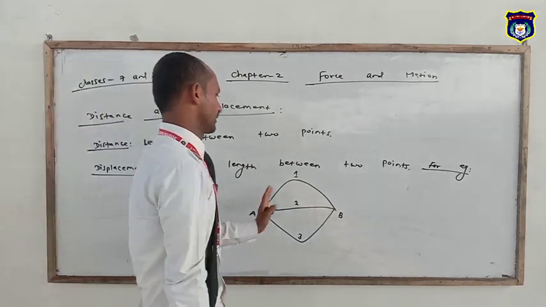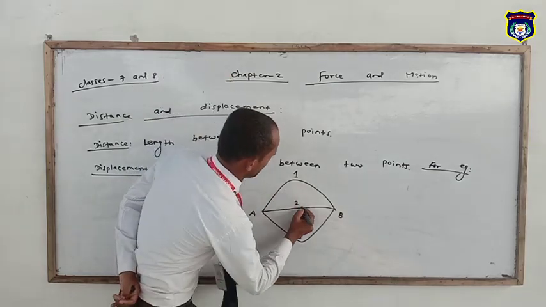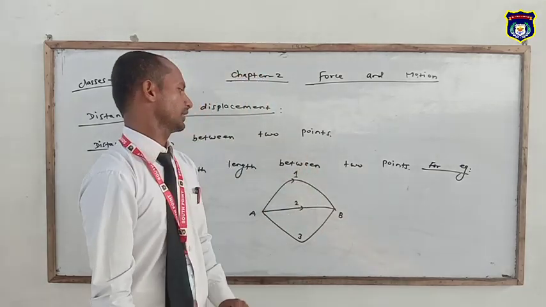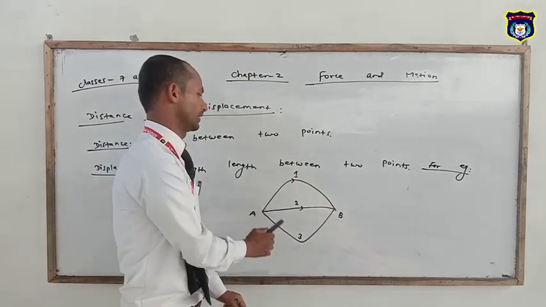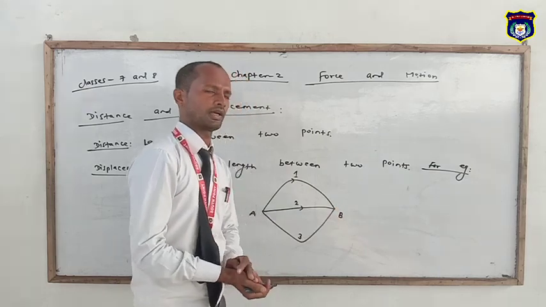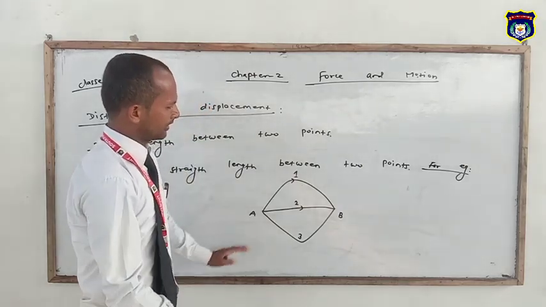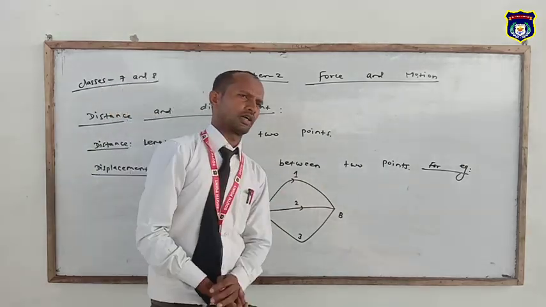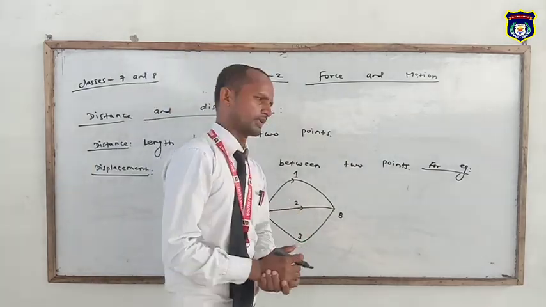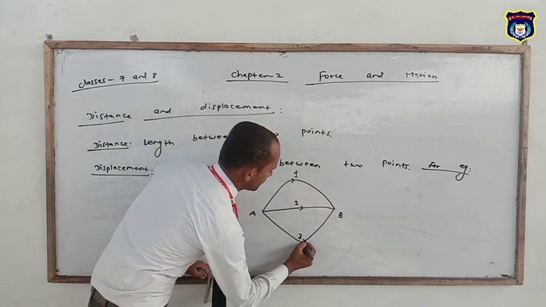In this figure, we can see that there are three paths. When going from A to B, we can reach from A to B by taking any one path among 1, 2, and 3. From the figure, we can clearly observe that this AB is the shortest path and also a straight path, but paths 1 and 3 are not straight and not the shortest path. Here this second path, path 2, is called displacement, whereas paths 1 and 3 are called simply distance.